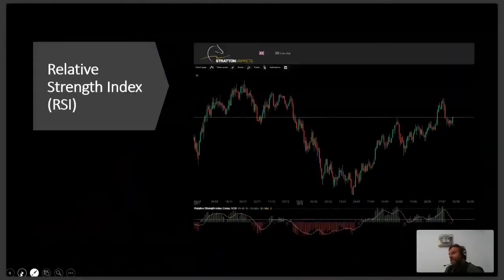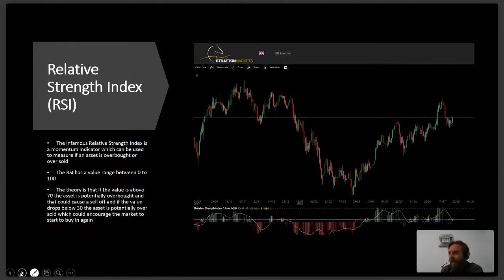Now, the relative strength index, or simply known as the RSI. The infamous, as I call it, relative strength index is a momentum indicator, which can be used to measure if an asset is overbought or oversold. The theory being that if something's overbought, the market might start to sell off. If the asset is oversold, the asset might start to be bought up again.